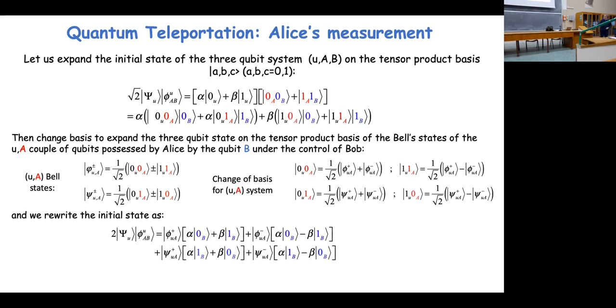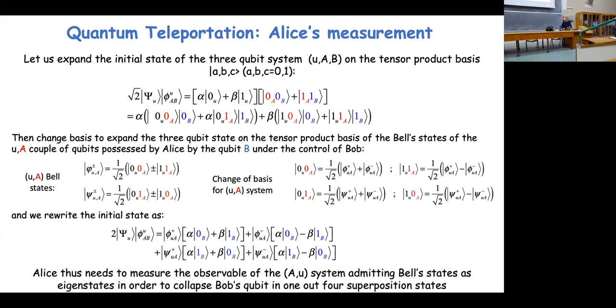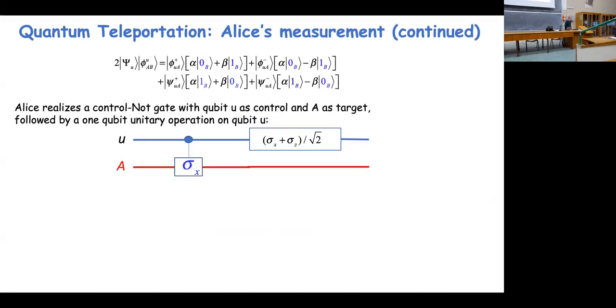And so the next thing that Alice will be doing is to determine which of these 4 Bell states the system will collapse into when she makes the measurement. So Alice has to make a measurement which distinguishes these 4 Bell states. And what Alice does is that she applies a quantum gate in which the qubit U is the control and her qubit A is the target.